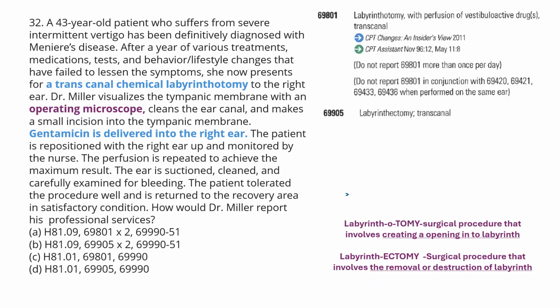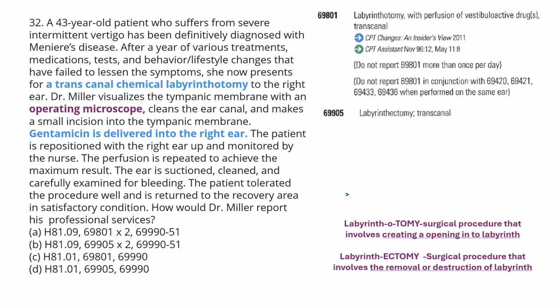The next question is: a 43-year-old patient who suffers from severe intermittent vertigo has been definitely diagnosed with Meniere's disease. After a year of various treatment, medication, tests and behavioral lifestyle changes that have failed to lessen the symptoms, she now presents for the transcanal chemical labyrinthotomy to the right ear. Dr. Miller visualizes the tympanic membrane with an operating microscope, cleans the ear canal and makes a small incision into the tympanic membrane. Gentamicin is delivered into the right ear.